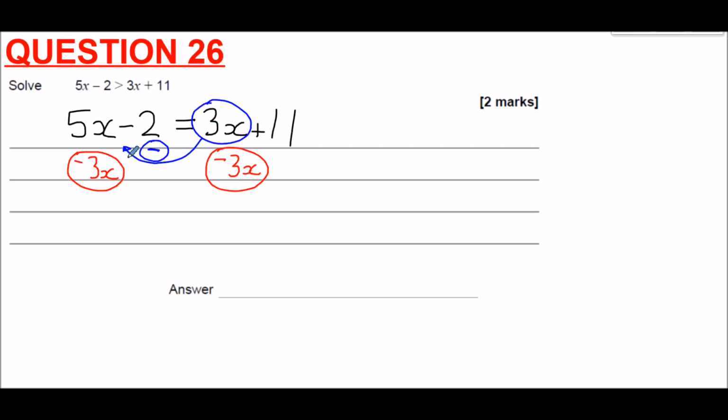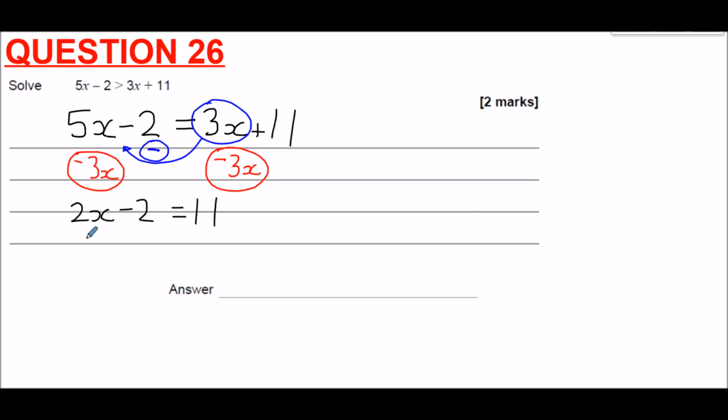5x take away 3x, we've got 2x's left. That's how it looks, but all we're actually doing is just knocking off 3x's from each side. So if we do that, 5x take away 3x's means we've got 2x's left. We've still got minus 2 as well. And on the right hand side of the equals, 3x take away 3x means we've got no x's left at all. All we'd have left on the right hand side would be 11. So now we've got 2x minus 2 equals 11.